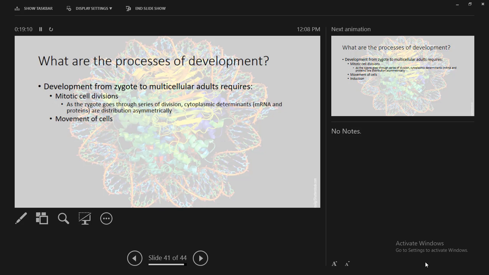We also need to move cells around. And so you see this when you get to certain points of development, they are basically noted by the shape of structures that cells form. Cells will start to move inward to form inner layers. Some cells will start to move outward to form the outer layers.